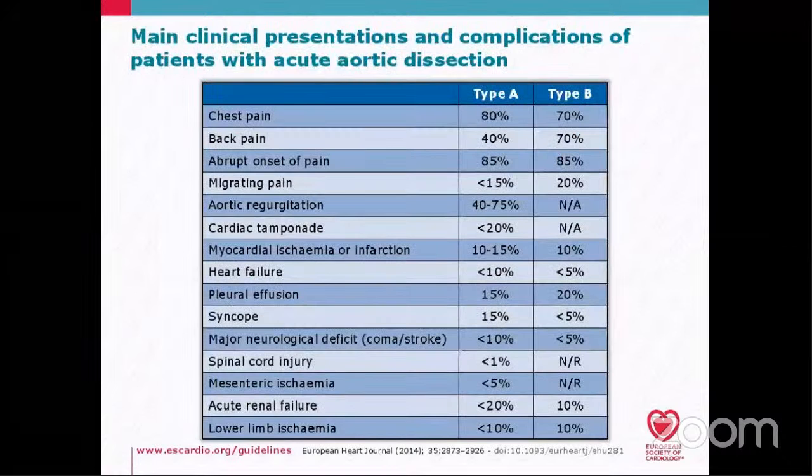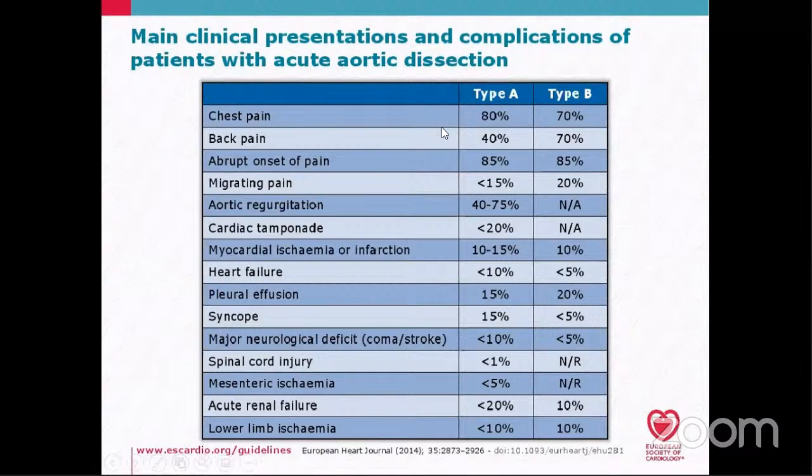So what's the main clinical presentation for a patient with acute aortic dissection? I'm focusing here on the first 3 points: the chest pain, the back pain, and the abrupt onset of pain. Those are the most important situations, which is the pain. The chest pain is found in type A and type B, and as you see, it's in 80% of the cases. So it's very difficult to have a painless acute aortic dissection, although it can happen in 20% or less of the cases, but in most of the cases, more than three quarters, chest pain is there.